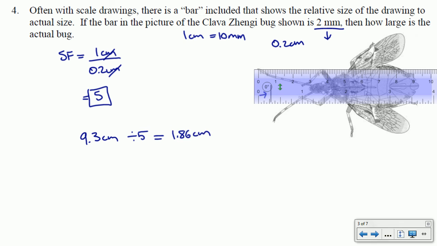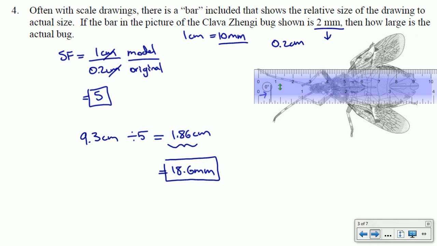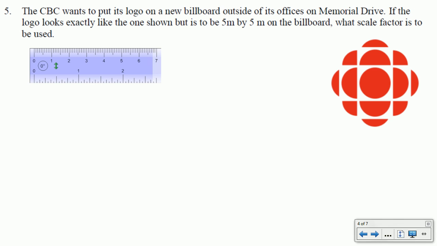Or if we want to express our answer in terms of millimeters, we just need to multiply this by 10, because each one of these centimeters counts for 10 millimeters. So that would be equivalent to 18.6 millimeters. When you're doing these questions, keep in mind the scale factor gives you a way to translate from the original to the model, because the scale factor is determined by going model divided by original.